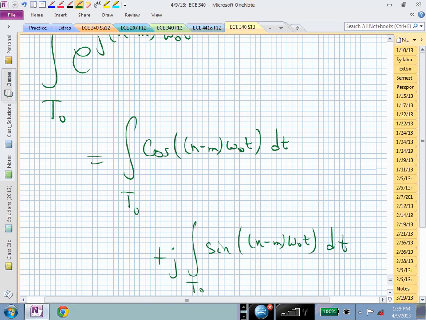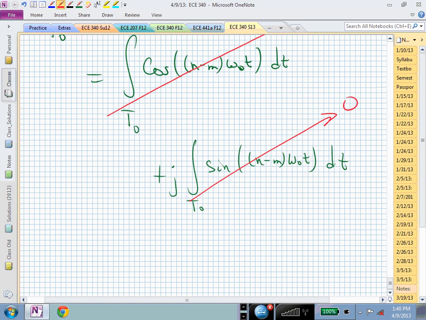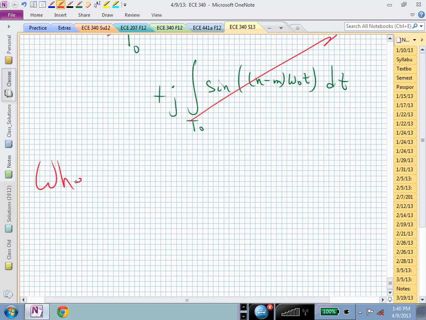If we integrate over an integer number of periods, what's the value? We have the same amount of negative area as positive area. This now is gone, as is this integral. The only time we're going to have anything come out that's not 0 is when n is equal to m.